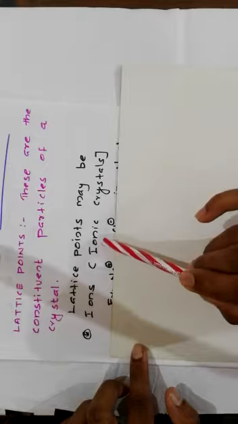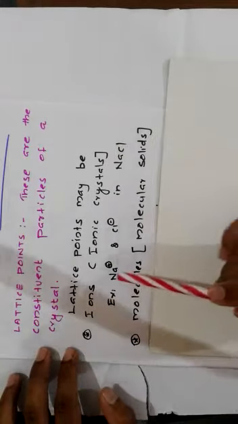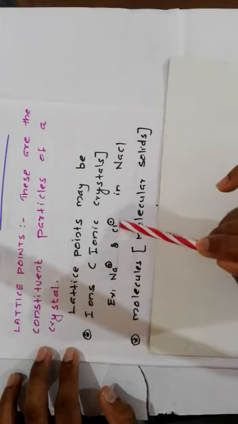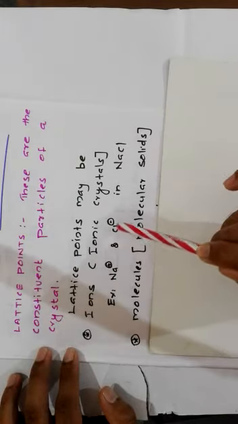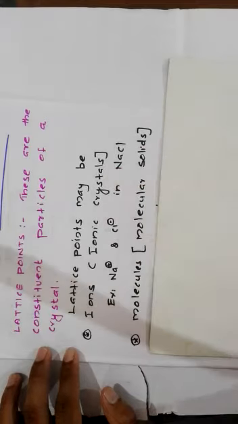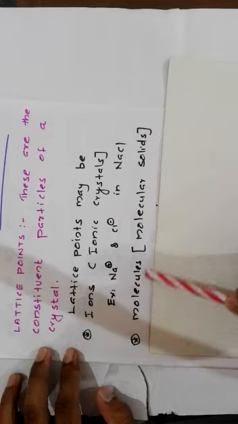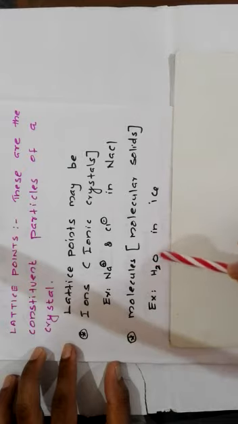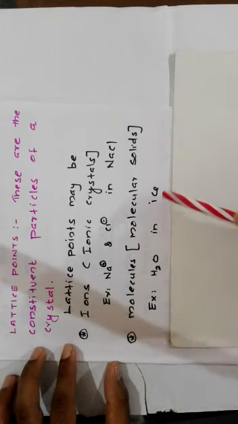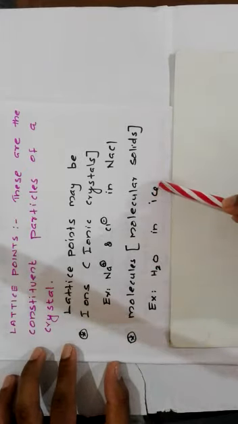Ionic lattice points are present in ionic crystals. Let us check one example. Sodium ion and chloride ion can be the lattice points in sodium chloride crystal. The second type of lattice points are molecules. These are present in molecular solids. One of the most common examples is the H2O molecule, which is considered as the lattice point in solid ice.